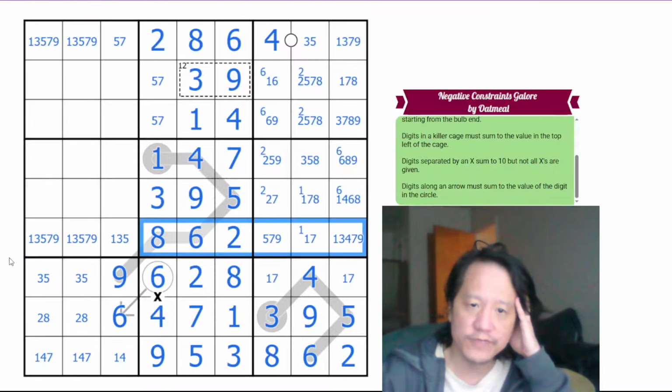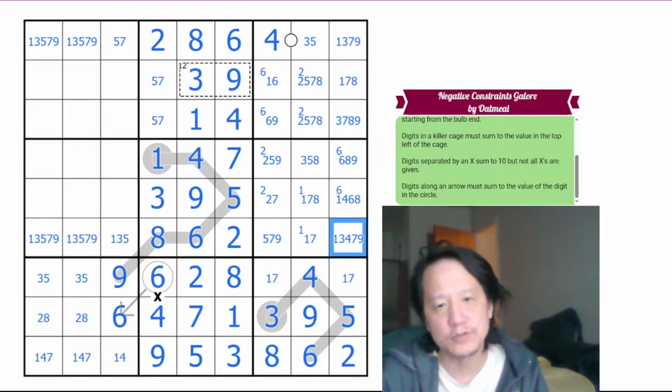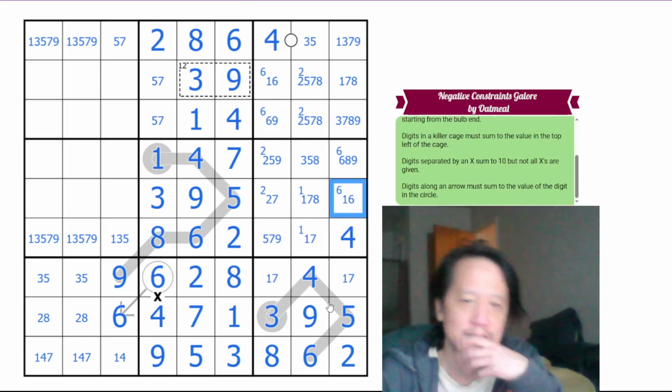So where's the 4 in row 6? It cannot be any of these cells, so it has to be here. So this is 4, which means 4 cannot be here. 8 cannot be here because that's in a 1 to 2 ratio with it. So this is 1 or 6.